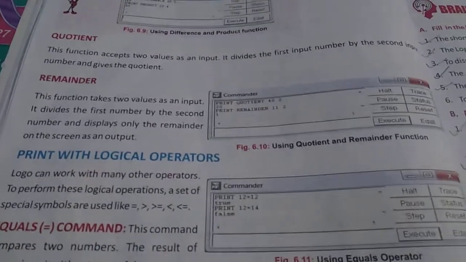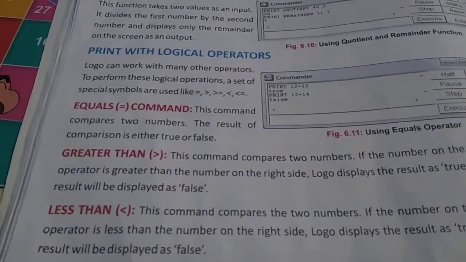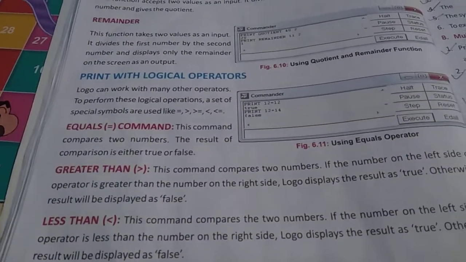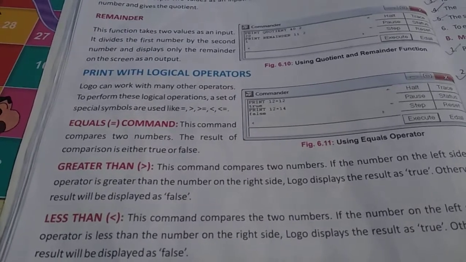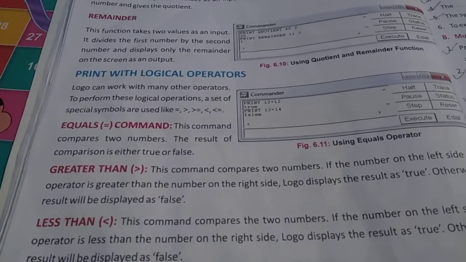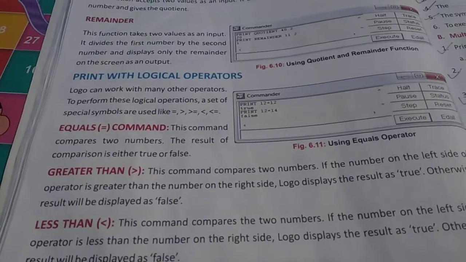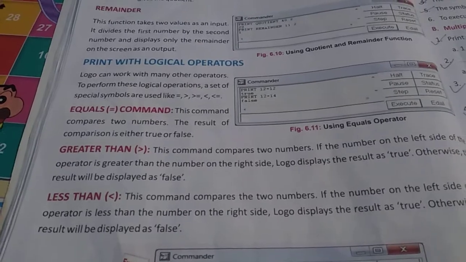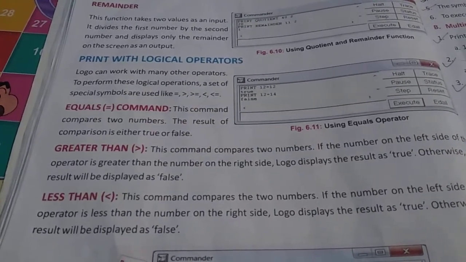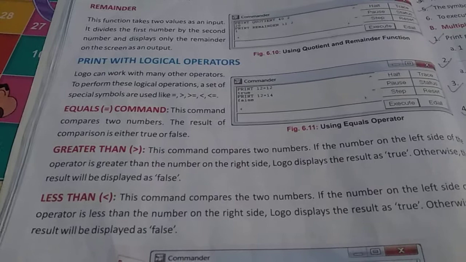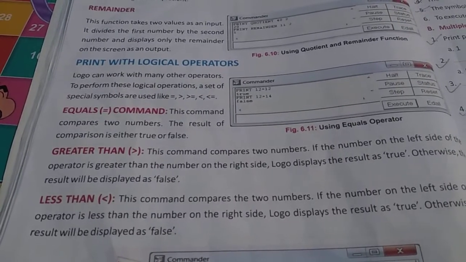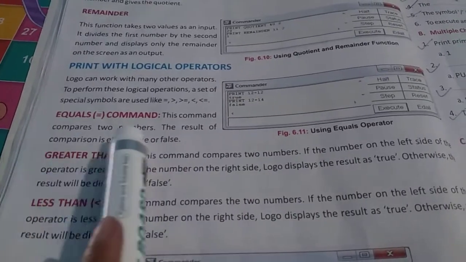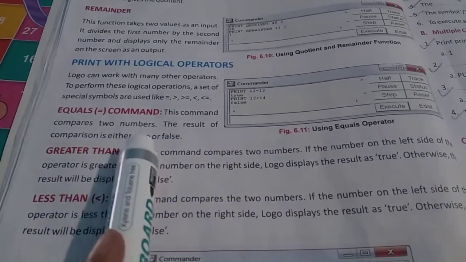Now moving to the next topic, print with logical operators. You already know what logical operators are: the signs of less than, greater than, less than or equal to, greater than or equal to. These are all logical operators. Here we are going to learn about three logical operators: equal, greater than, and less than. Moving to the first logical operator, that is equal to. This command compares the two numbers.